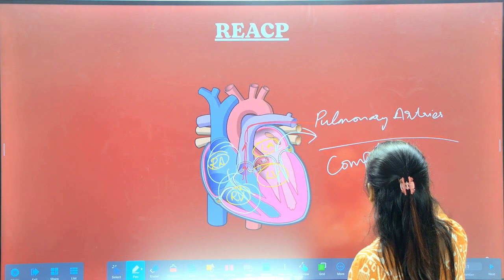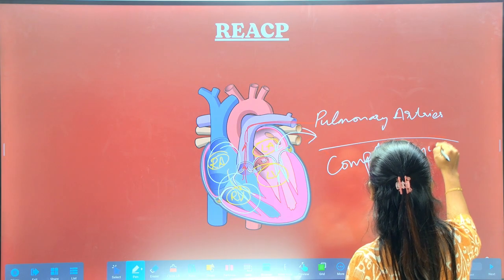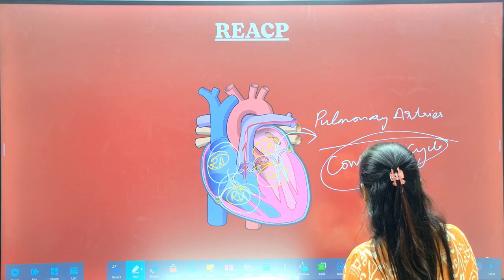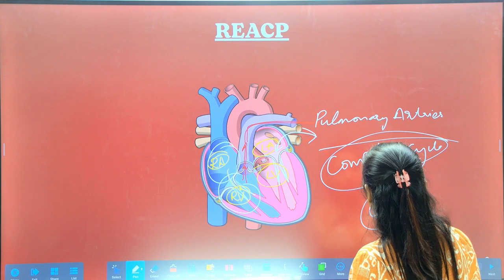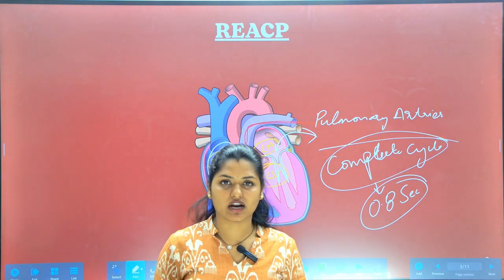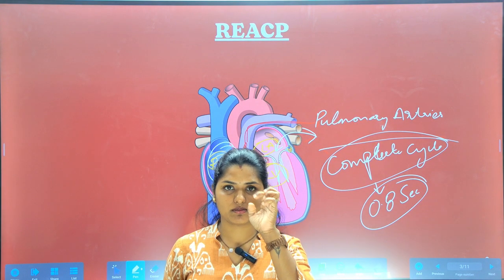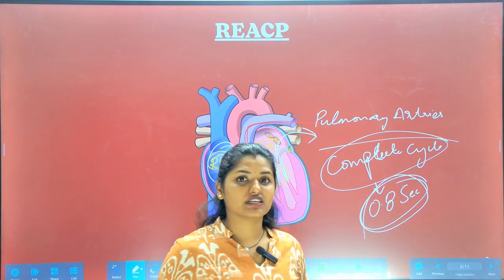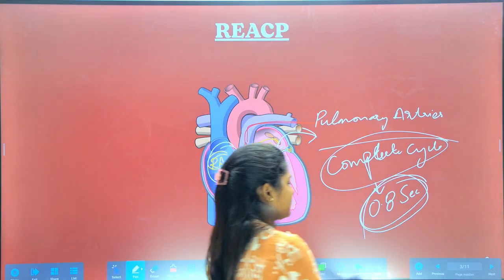A complete cycle takes place in 0.8 seconds. So per minute we will get 72 heartbeats, right? Lub, dub, lub, dub. So one complete cycle takes place in 0.8 seconds.